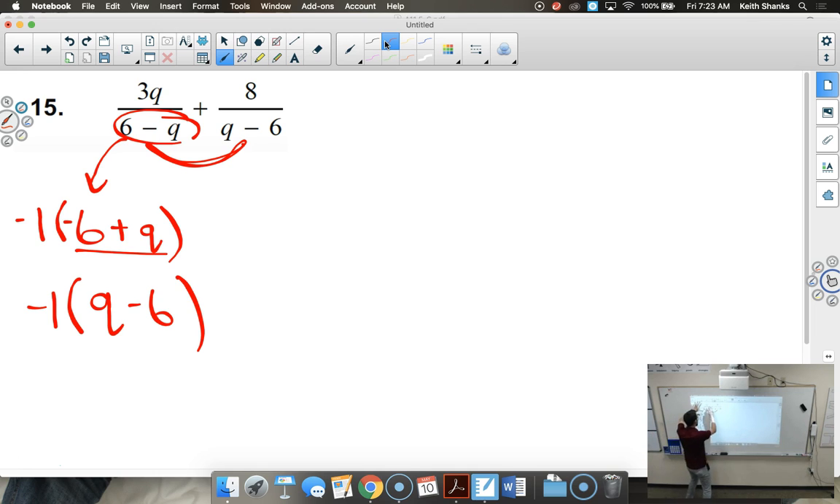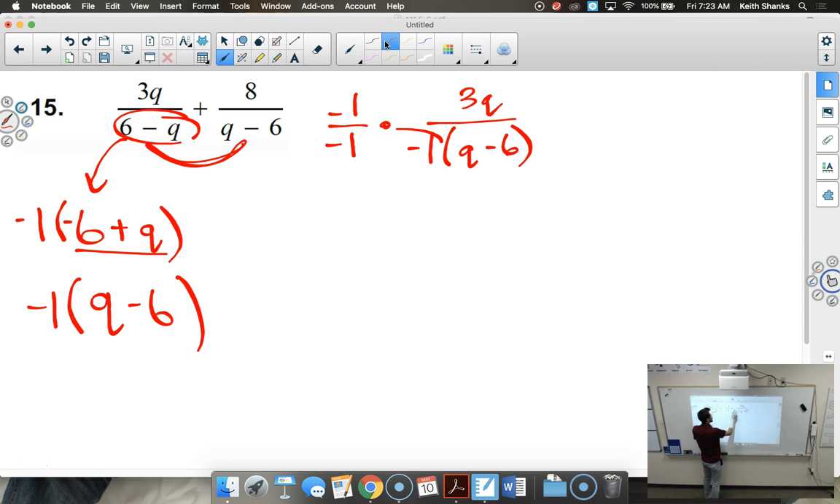So if I took the left side, I could rewrite it as 3q over -1 times q minus 6. And that -1, I could easily put on the top or the bottom. Or I could say, let me multiply by -1 over -1. This -1 will cancel out, it'll be equal to +1, and the negative will just come up here, like -1 times all that.